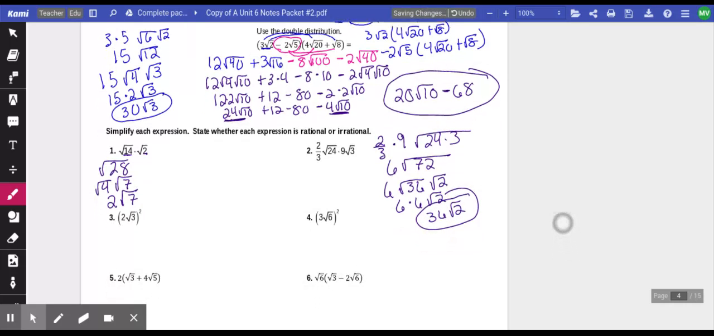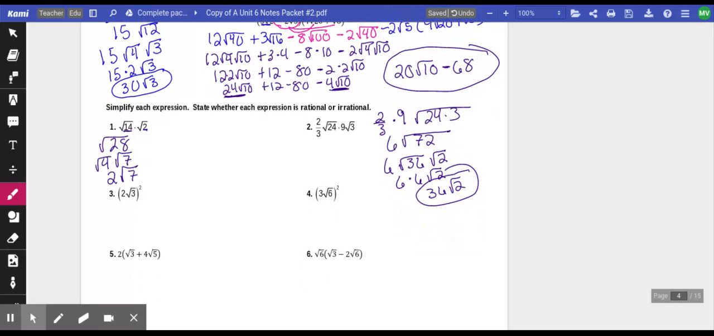All right, so what does it mean when I square something? That means 2 radical 3 times 2 radical 3, because I'm squaring the whole parentheses. So again, outside by outside, inside by inside. 2 times 2 is 4. Radical 3 times radical 3 is radical 9. The square root of 9 is 3, so that's 12. Or you can realize that whenever I multiply a radical by itself, I get just the number on the inside.